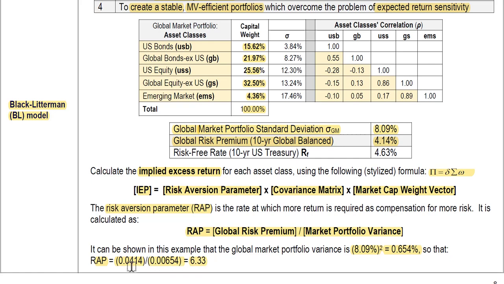So the higher the risk aversion, the higher the premium required for every unit of risk. It's important because the risk aversion parameter changes over time. You remember, we don't want just one static value, so this could be changeable. That's the interesting approach. All right. So again, just remember that the implied excess return has three parameters: the risk aversion parameter, the covariance matrix, and the market cap weight vector.